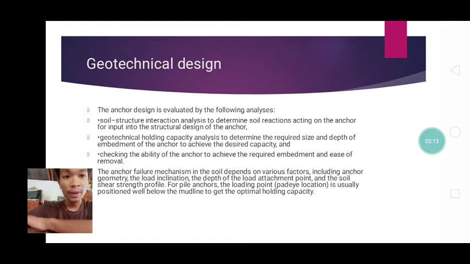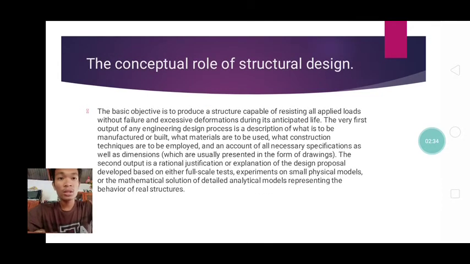The anchor failure mechanism in the soil depends on various factors including anchor geometry, load inclination, the depth of the load attachment point, and the soil shear strength profile. For pile anchors, the loading point pile location is usually positioned well below the mudline to get the optimal holding capacity.